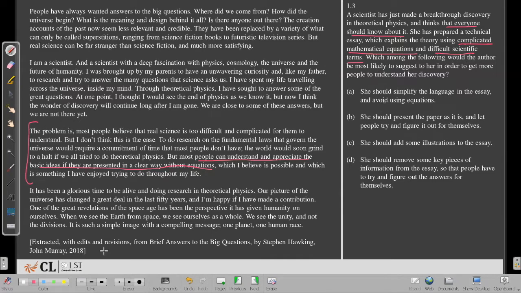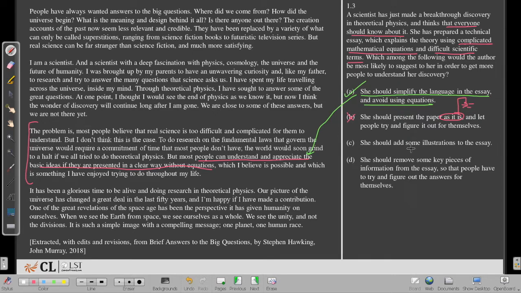Simplify it. That's it. Very clearly here, she should simplify the language in the essay and avoid using equations. Exactly that particular idea that is there. Answer choice A is right. Let's look at B. She should present the paper as it is. No way. Suicide option. The author says that that's a problem, first of all, because of the complication.